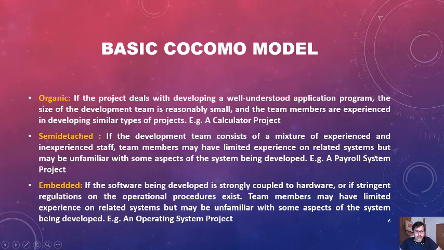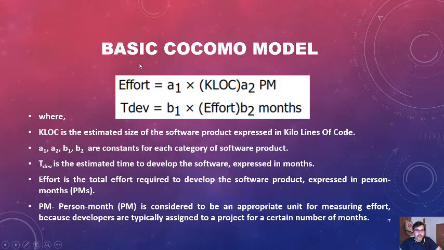Basic COCOMO model. So this is the actual formula of the basic COCOMO model. First you have to calculate the effort. Effort is equal to A1 into KLOC to the power A2, in PM, person months. Then T dev, the development time, is equal to B1 into effort to the power B2 months.